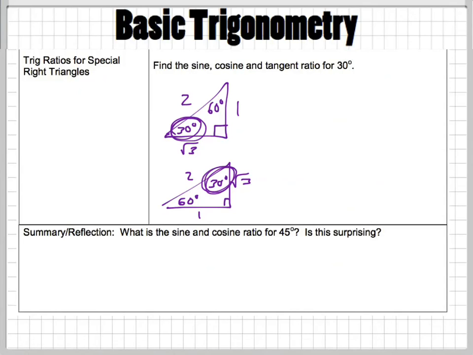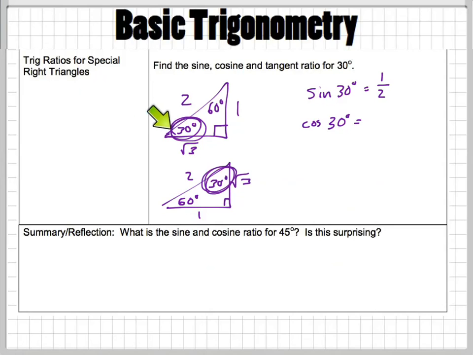Alright, so let's write this out. So we have sine of 30 degrees. So 30 degrees right there. What's opposite of 30 degrees? 1. So I go opposite, which is 1. See down here, its opposite is still 1. Okay, it's opposite over hypotenuse. So what's my hypotenuse? 2. And so the next one would be cosine of 30 degrees.